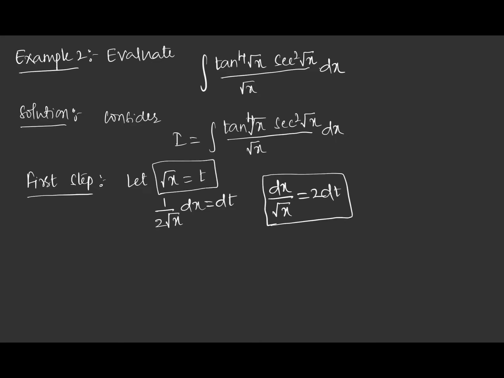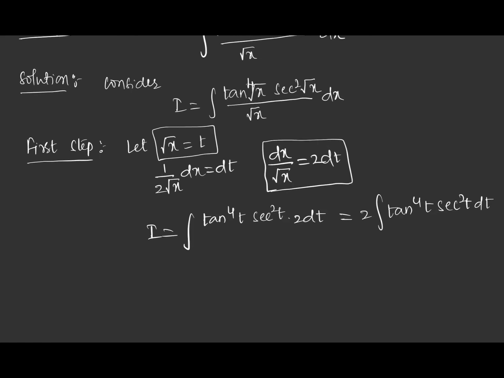And substituting this, the integral takes the form I is equals to integration of tan power 4 t, so tan power 4 t is a transformation, secant square t into this dx by root x is replaced by 2 times dt, so which is 2 times integration of tan power 4t into secant square t into dt. So this is the first step.